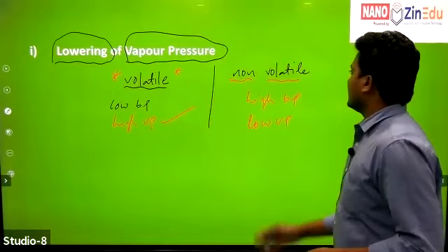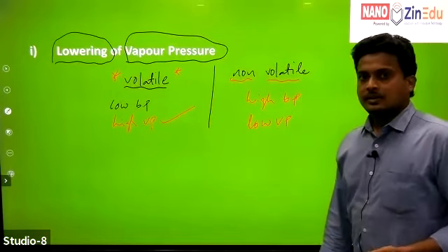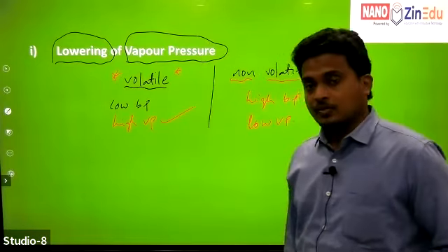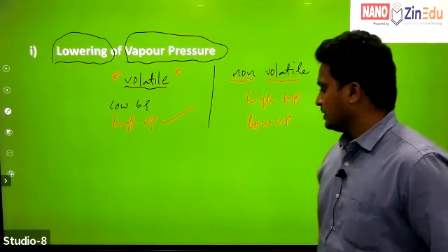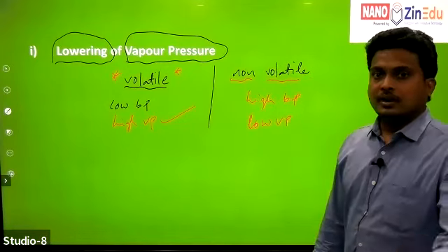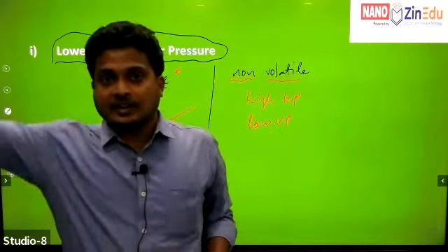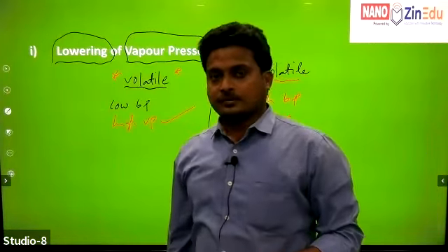Now coming to non-volatile substances. Simple examples are NaCl, sodium chloride, sucrose, water, etc. For example, take water. What is the boiling point of water? 100 degrees centigrade, a very high boiling point, right?